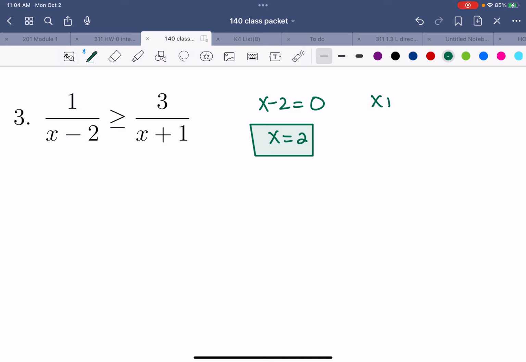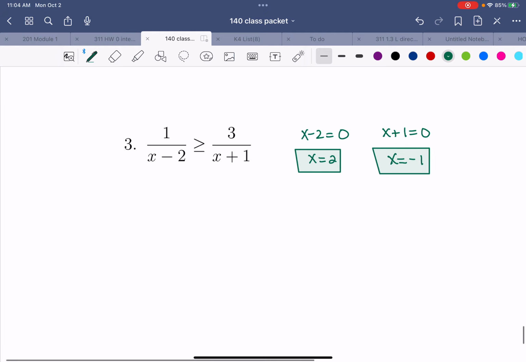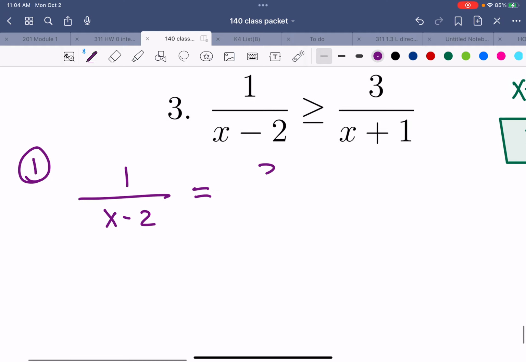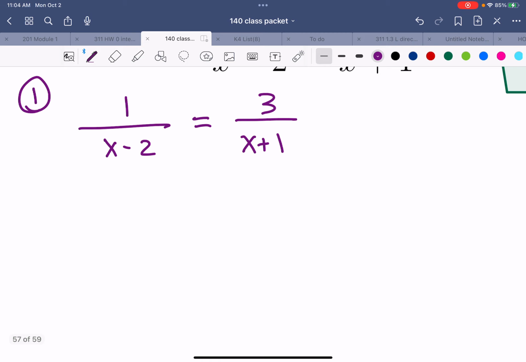I'm also going to do the same thing with the second denominator. So x plus 1 equals 0 will give me x equals negative 1. So both of those are points that don't work. Then I'm going to follow the same procedure. So part 1, we're going to solve the equation. So 1 over x minus 2 is equal to 3 over x plus 1. Okay, now how do we solve this?